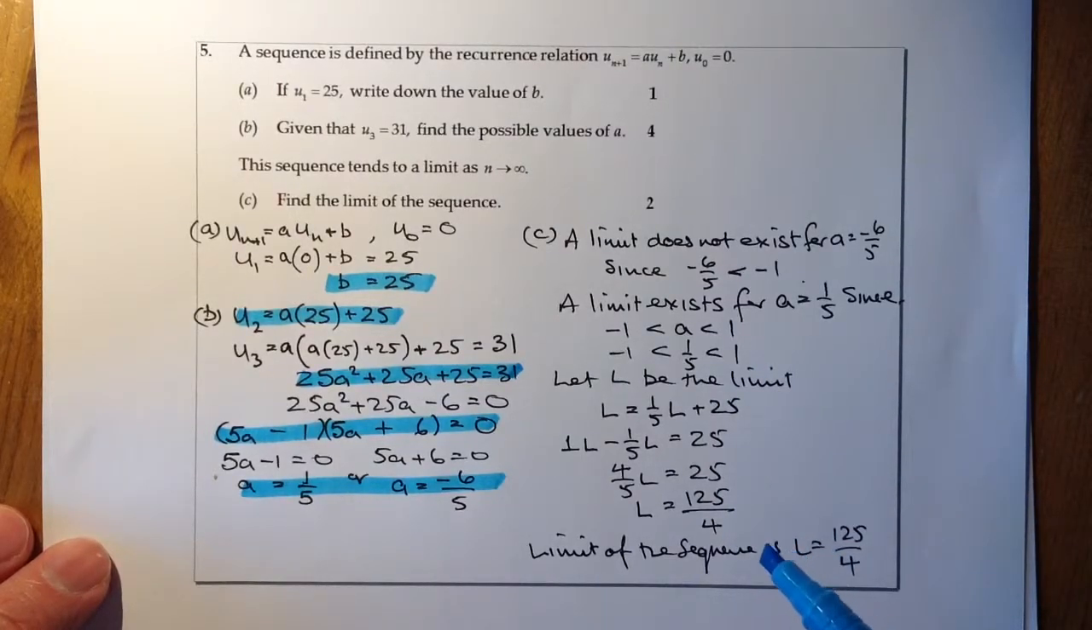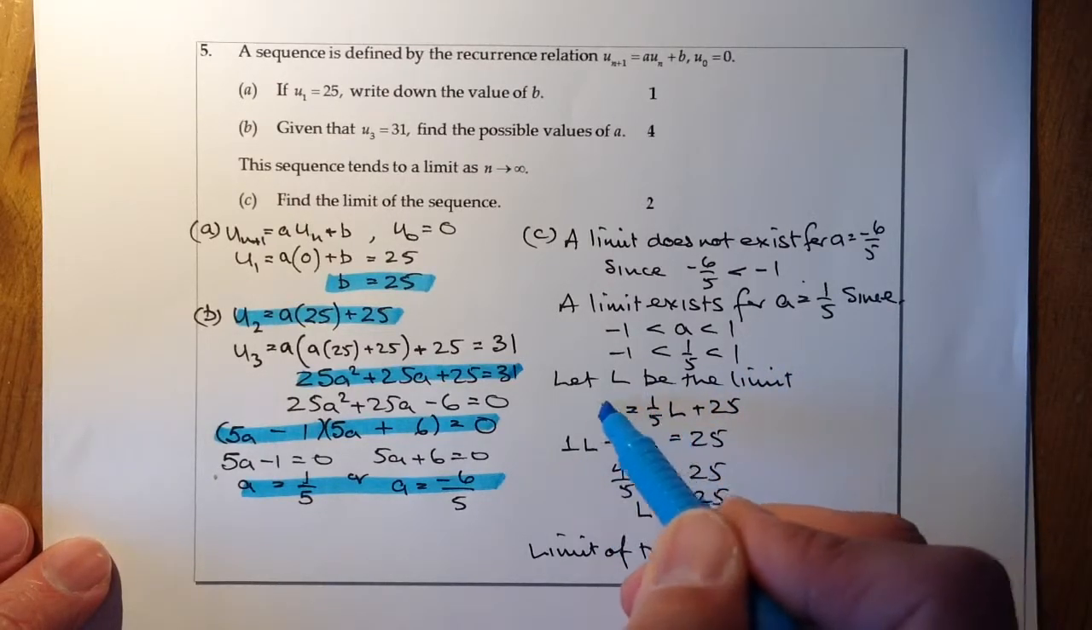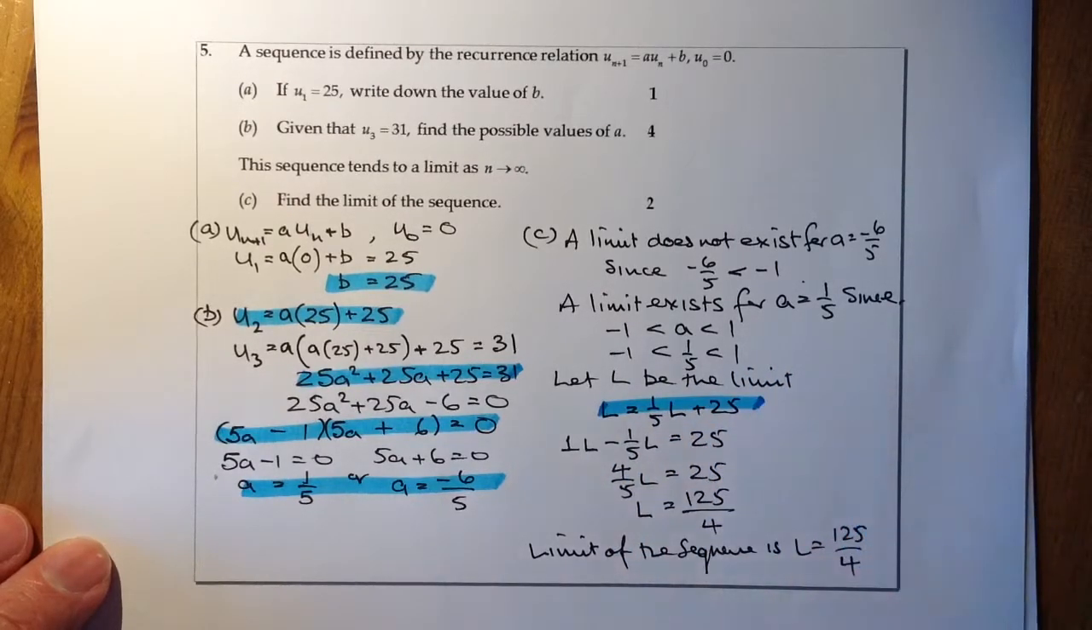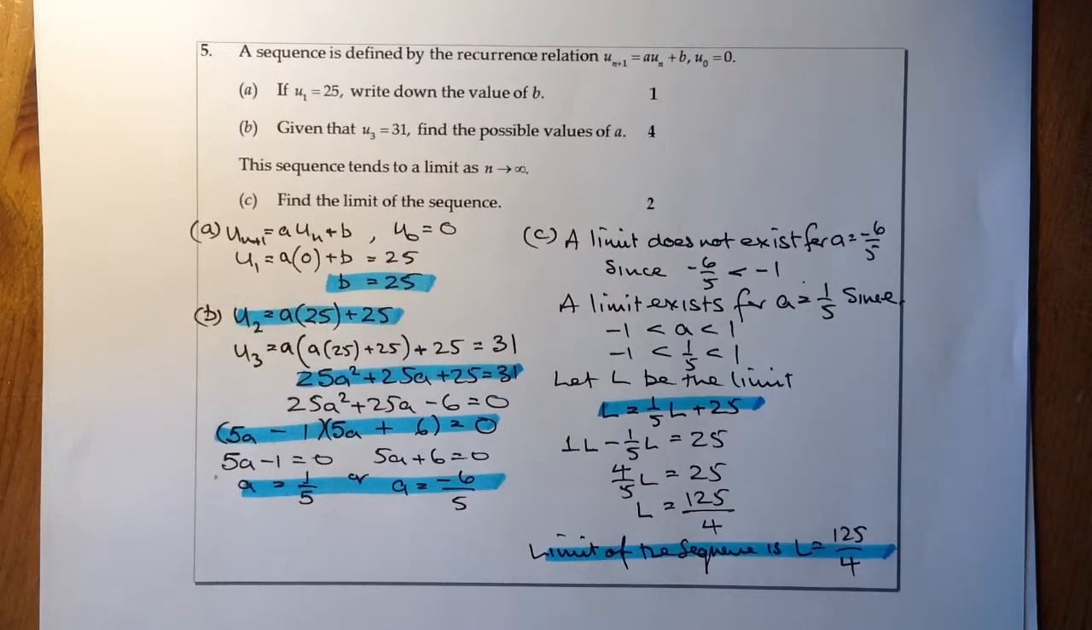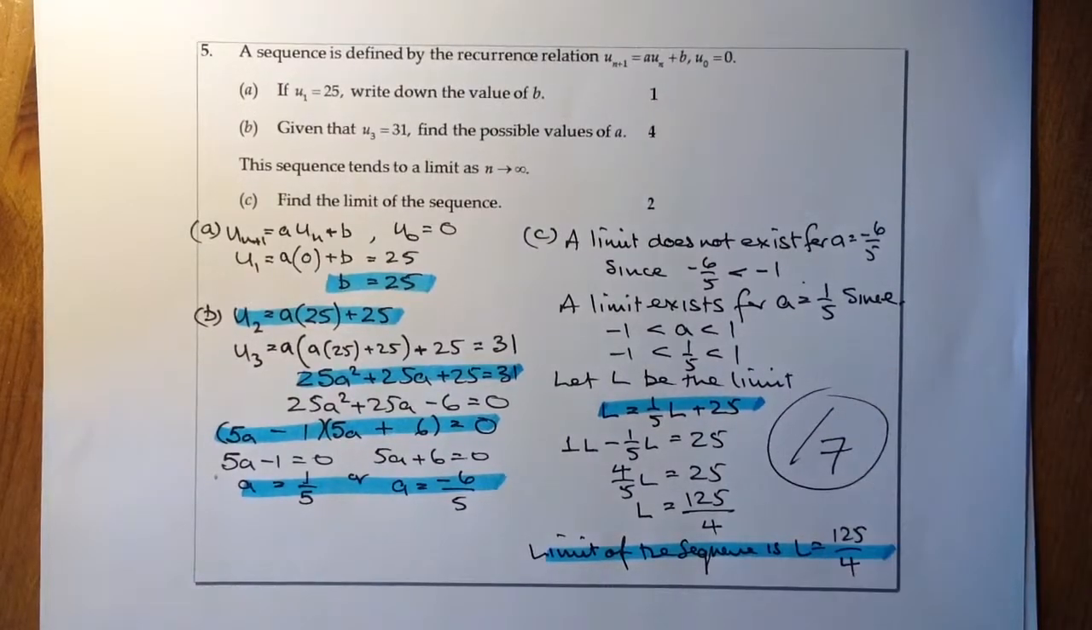Limited just to give 2 marks for this side here. What I'm going to do is I'm going to give 1 mark for substituting into the formula like this, or using the formula that you've been taught, and finally for getting the value of the limit. Okay, so a total of 7 marks up for grabs here, and that's the question complete.